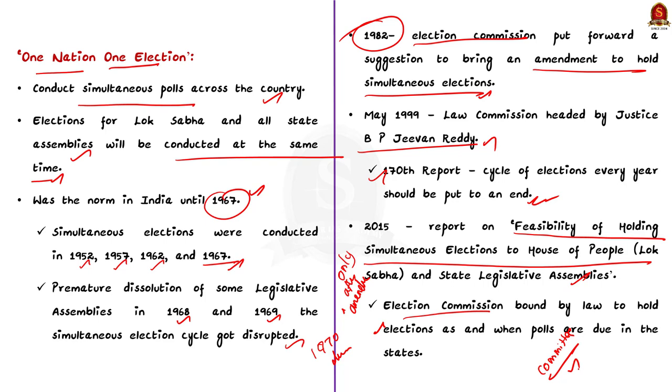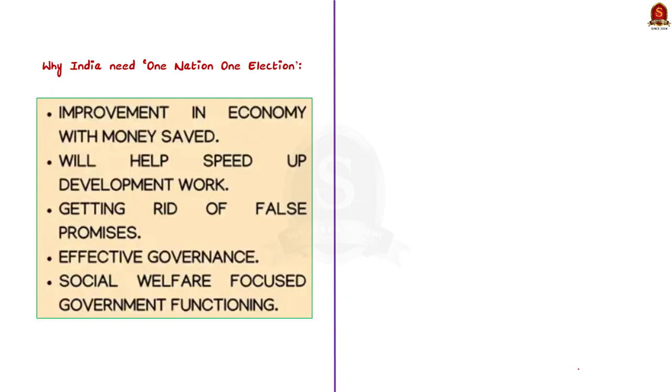Now we will see what are the reasons or what is the necessity of having One Nation, One Election. Firstly, joint polls will help save money, time and energy. See, according to some reports, an amount of ₹60,000 crore was used at the time of Lok Sabha election in 2019. Imagine such kind of huge expenses happening every year to conduct elections separately for state assemblies.